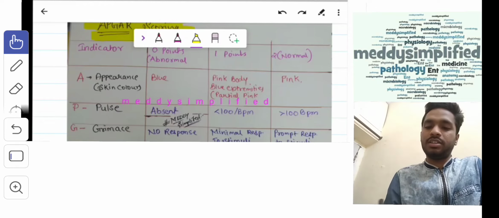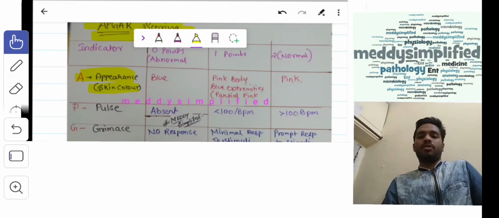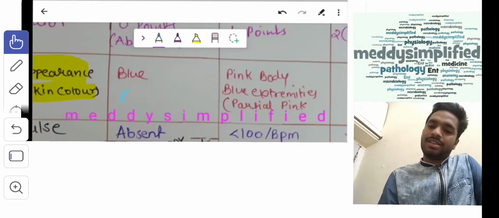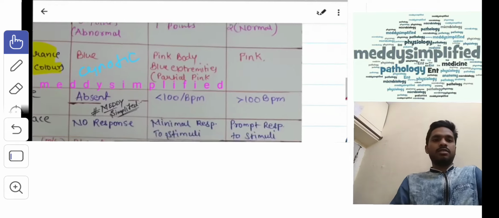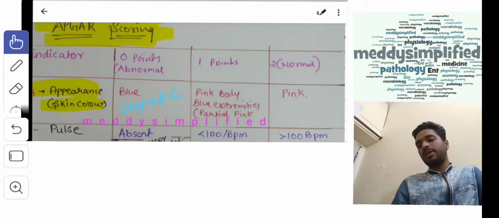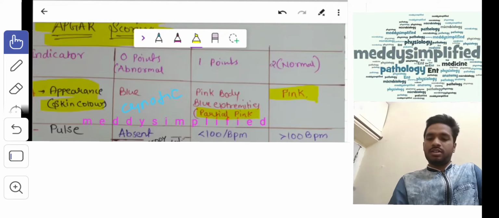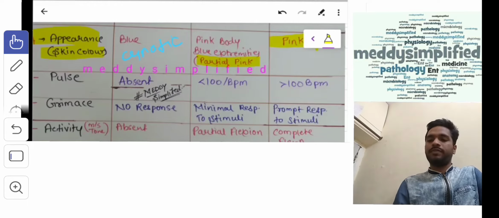First, for appearance: if the baby is blue, we call it a cyanotic baby and give 0 points. For a baby with a pink body and blue extremities, we call it partial pink, and give 1 point. For a completely pink baby we give 2 points. Next is the pulse. If the pulse is totally absent, we give 0. If it is less than 100 beats per minute, we give 1. If it is more than 100 beats per minute, we give 2.